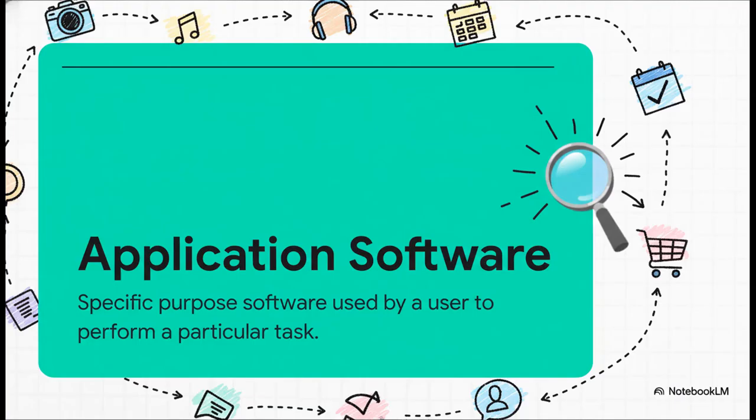So remember how system software was all about running the computer itself? Well, application software is the complete opposite. It's all about a specific purpose. Its entire reason for existing is to help a user, you and me, accomplish one particular task. This is the software we actually interact with.